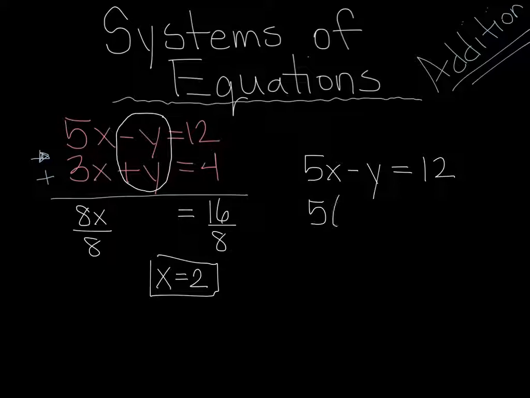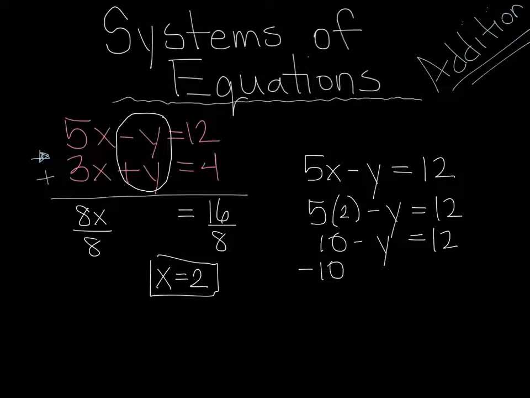So wherever there's an x, I'm going to replace it with 2. So now I have 5 times 2 minus y equals 12. So it's 10 minus y equals 12. So my goal is to get y by itself. So I must subtract 10 first. So I subtract 10 from both sides. And now I have negative y equals 2.